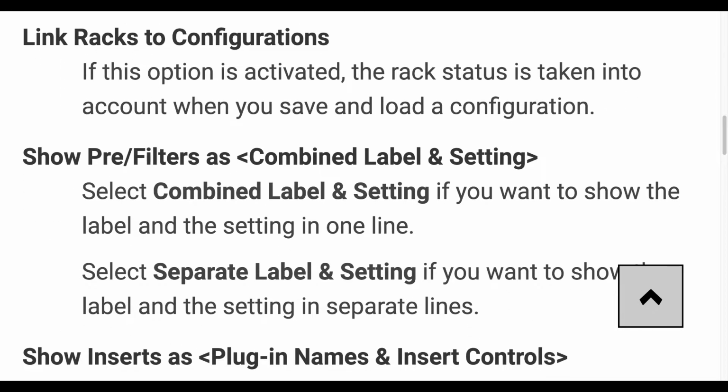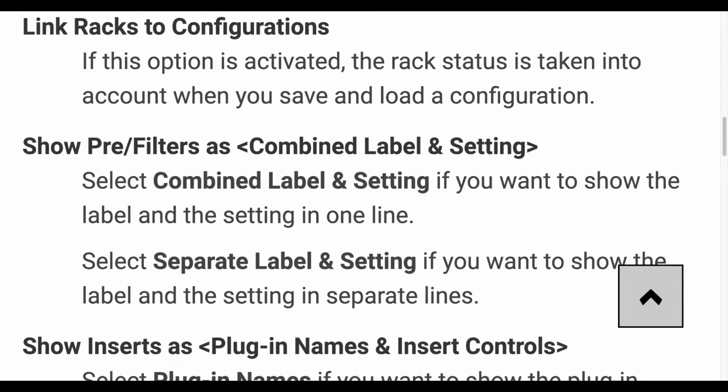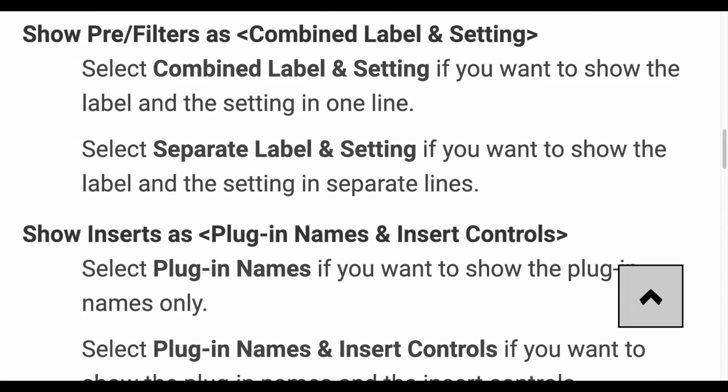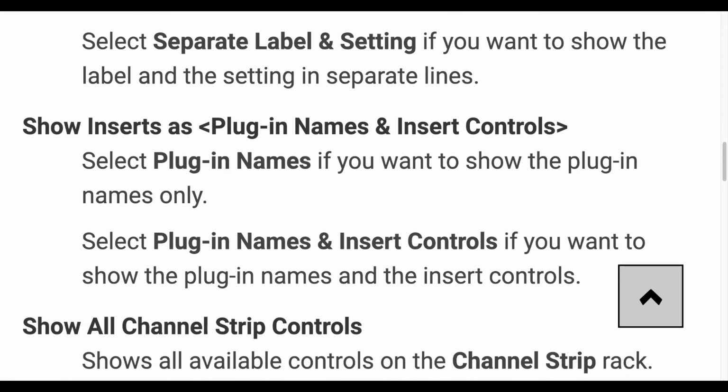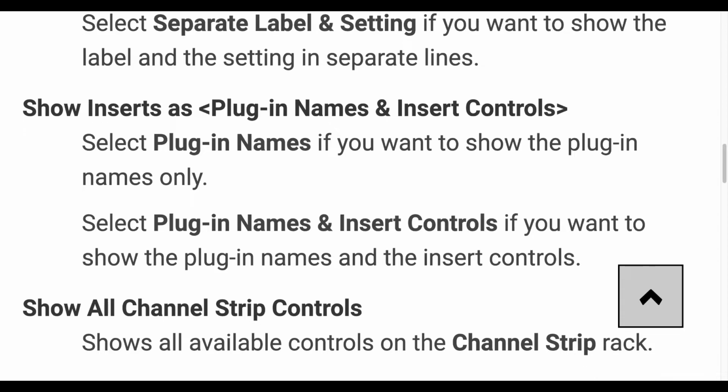Link racks to configurations. If this option is activated, the rack status is taken into account when you save and load a configuration. Show pre/filters as a combined label and setting. Select combined label and setting if you want to show the label and the setting in one line. Select separate label and setting if you want to show the label and the setting in separate lines.